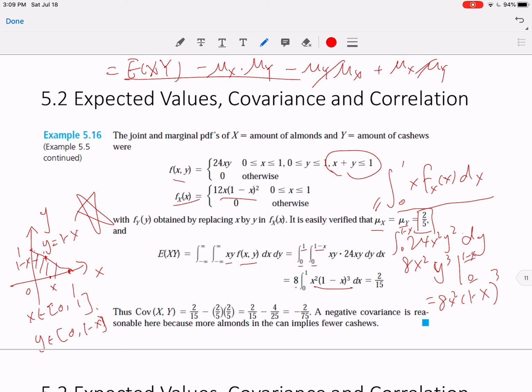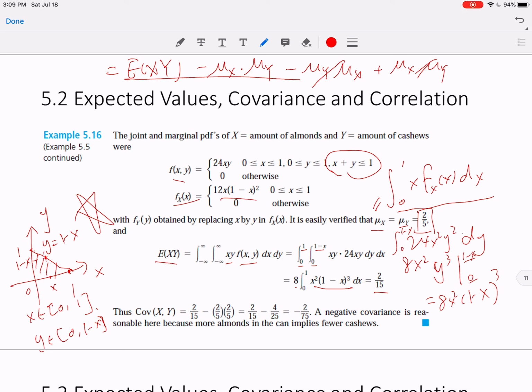Since 8 is a constant, it is pulled out of the integration. Then you just need to spread it out and finish the calculation. The calculation is not too hard to figure out, and the final answer would be 2 over 15.